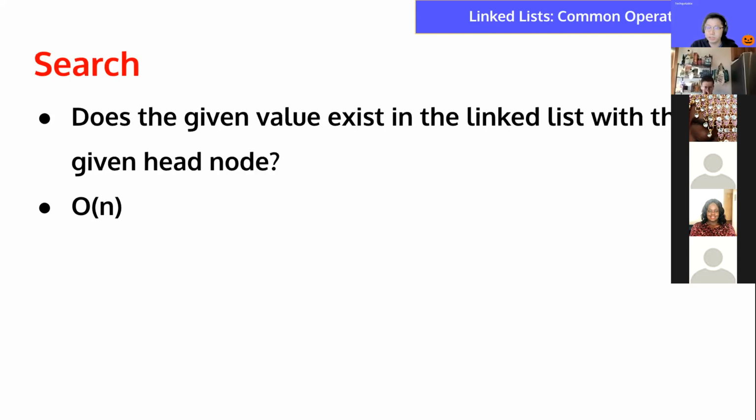Now moving on to a more interesting one. This is the search operation, and this asks, does a given value exist in a linked list with the given head node? Going to take a pause here, but does anyone have ideas about how you may want to implement this?